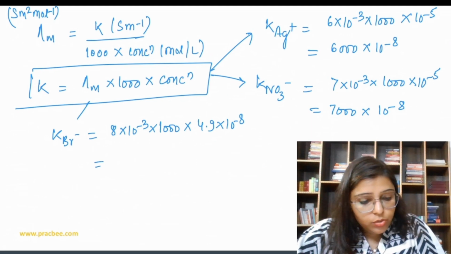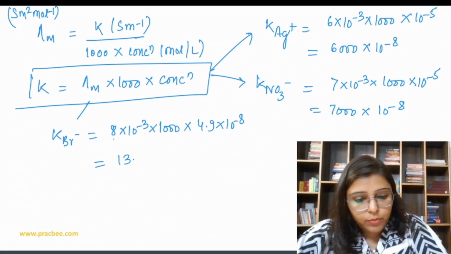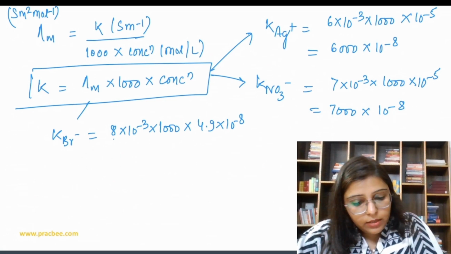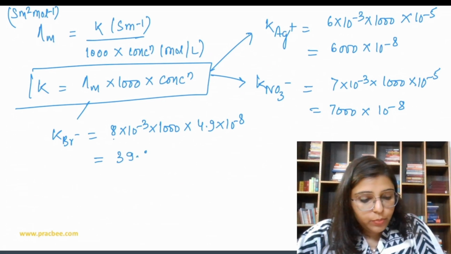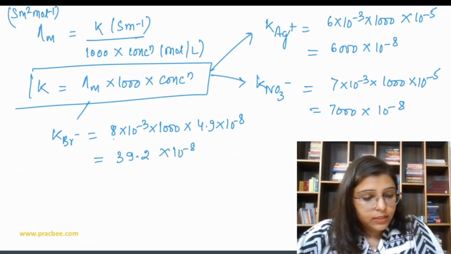So on solving, we get 39.2 into 10 to the power minus 8.